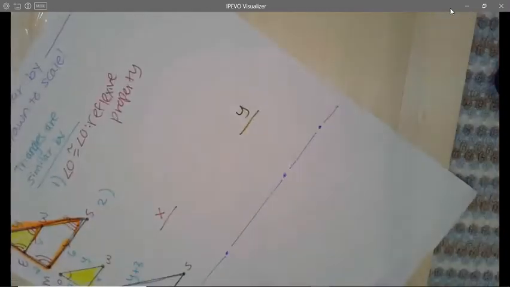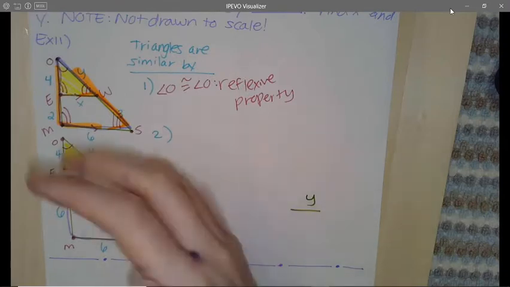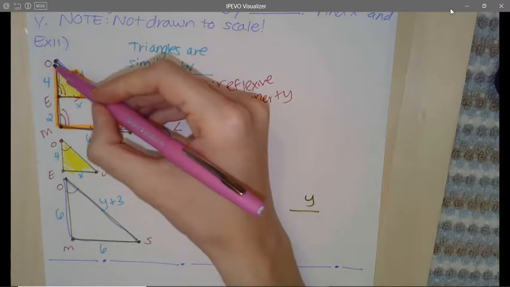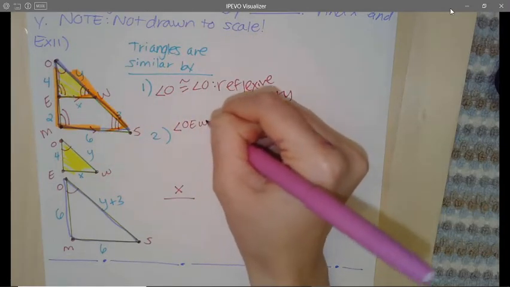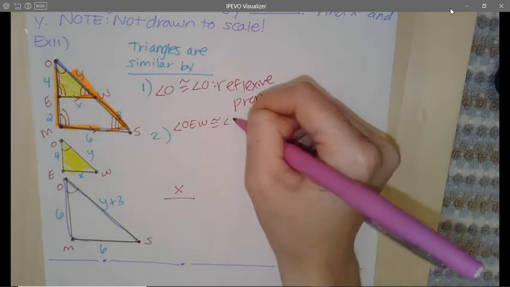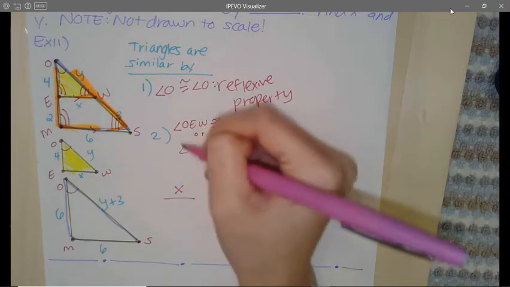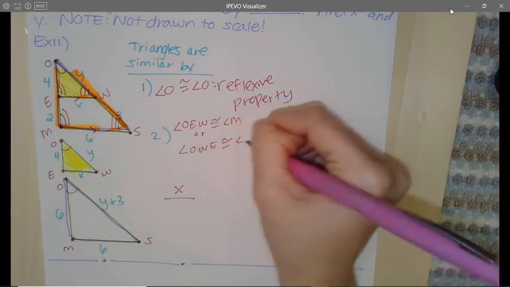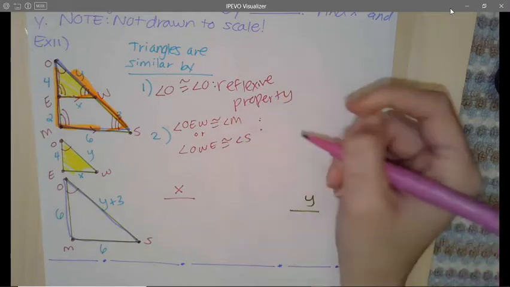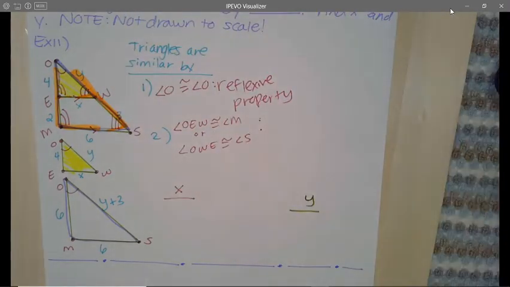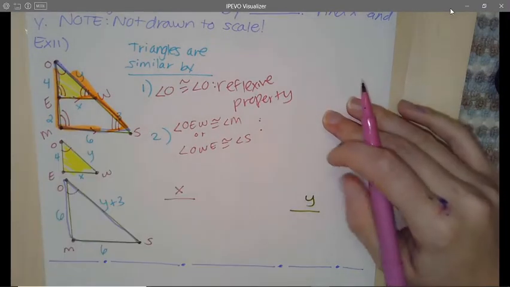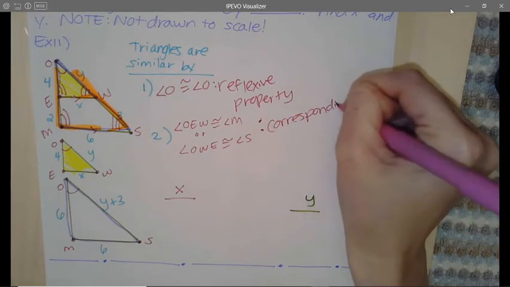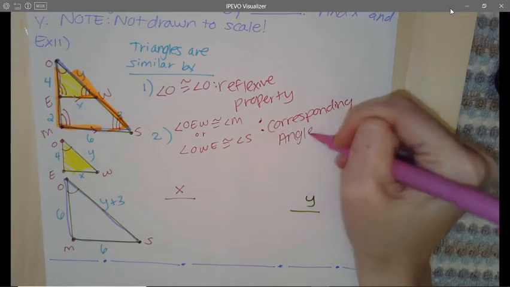So you have lots of options on this one. So I can also say that angle, you have two options. I'll write in both, but you don't have to. Okay, I'm going to say angle OEW is congruent to angle M. Okay, or you could say angle OWE is congruent to angle S, and both of these are for the same reason because they're corresponding angles, and corresponding angles are congruent by the corresponding angle postulate. So this would be because the corresponding angle postulate.